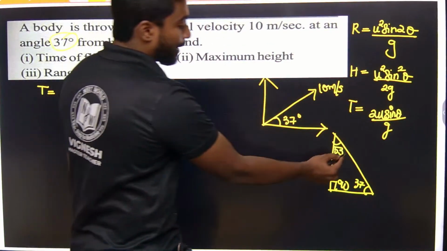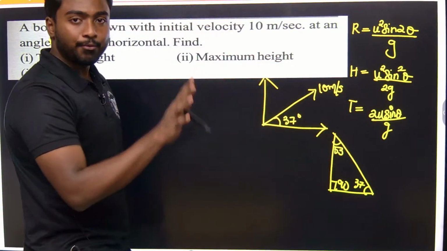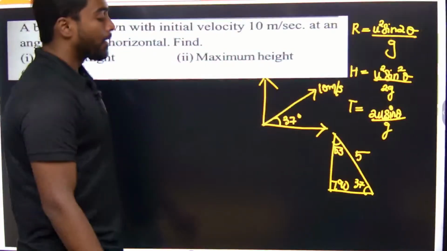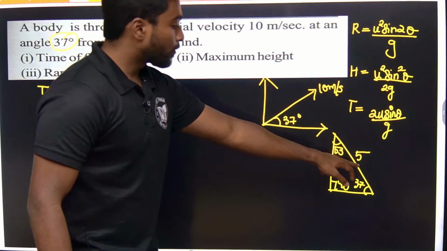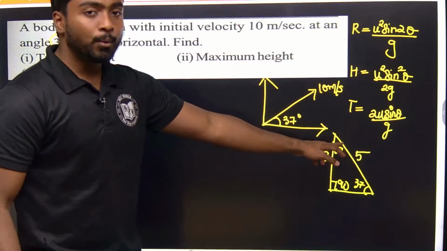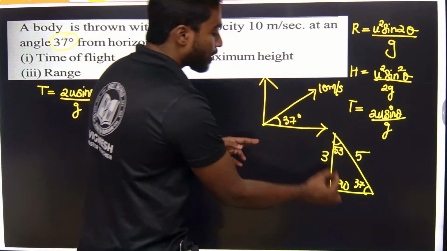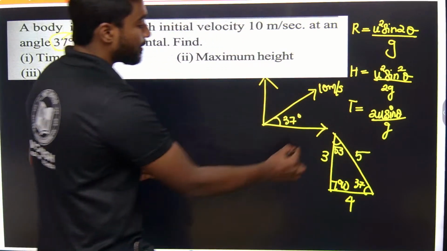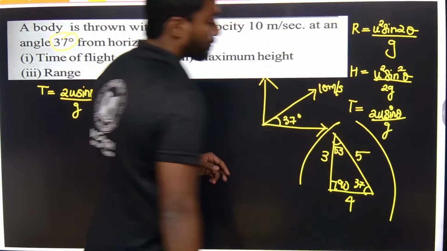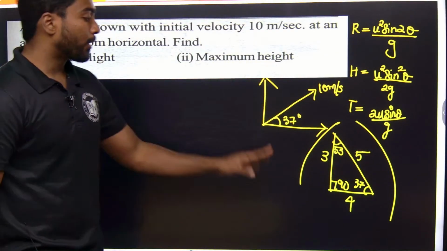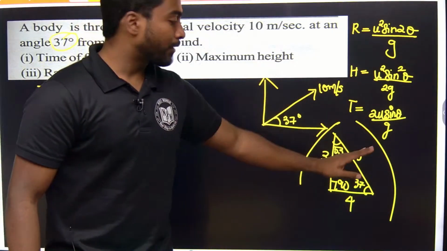What is the largest number in this, 5 or 3? It is 5. So take that 5 and keep it on the hypotenuse. What is the remaining number? 3. So I keep 3 on this side, and the triangle will be a 3, 4, 5 triangle. The remaining number is 4. Now it is easy to remember this 53 and 37 triangle, no?